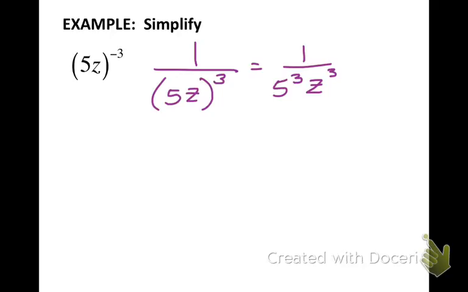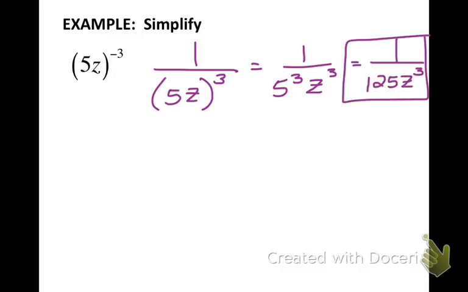So what is 5 to the 3rd? 5 times 5 is 25. 125. So then this would simplify to 1 over 125, z to the 3rd.